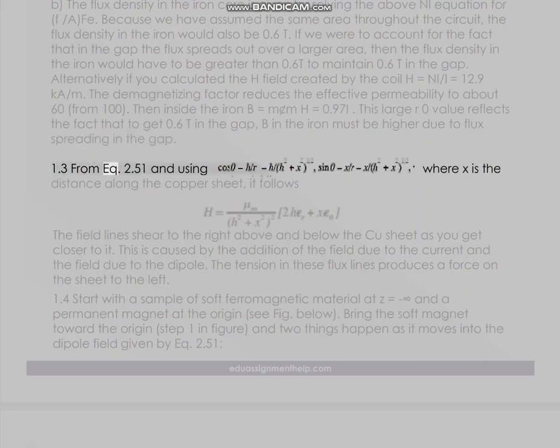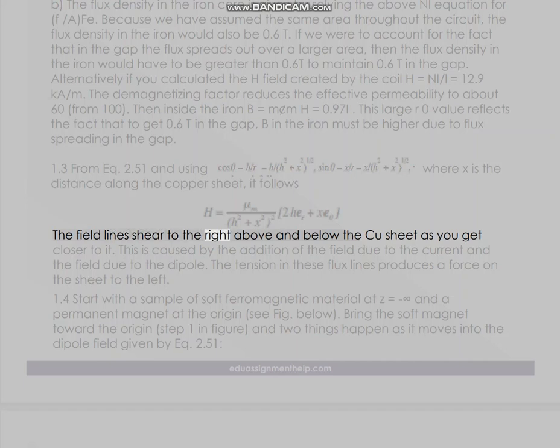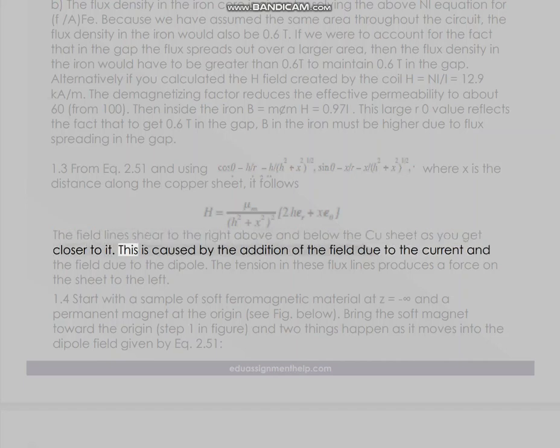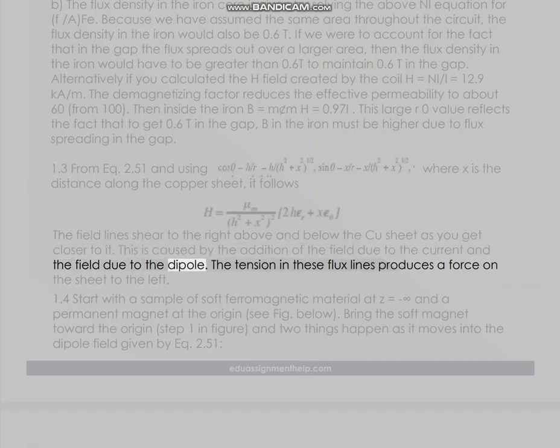1.3 From EQ 2.51 and using where x is the distance along the copper sheet, it follows. The field lines shear to the right above and below the Cu sheet as you get closer to it. This is caused by the addition of the field due to the current and the field due to the dipole. The tension in these flux lines produces a force on the sheet to the left.